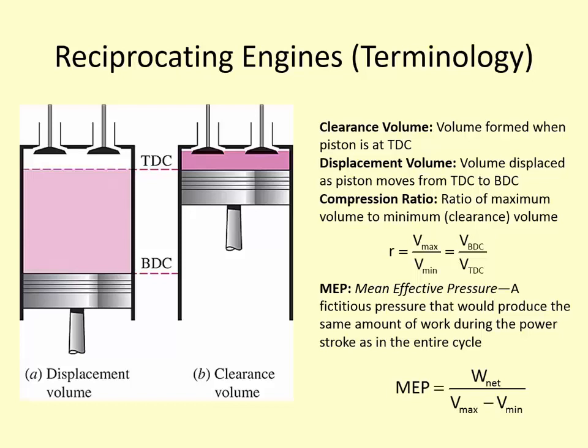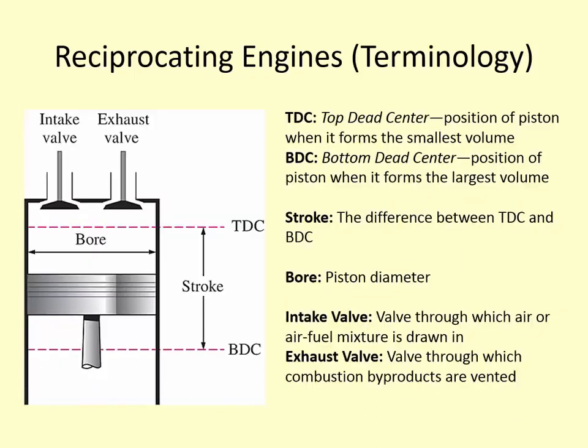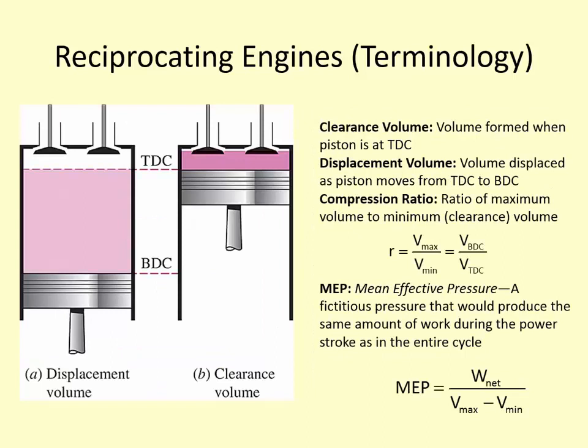And then the displacement volume is not the maximum volume, but it's the volume between top dead center position and bottom dead center position. So another way to calculate this displacement volume would be the stroke multiplied by the area of the piston, or the circular area. So pi d squared over 4 if you're looking at the bore diameter here. So the stroke times the pi d squared over 4 gives you this displacement volume.